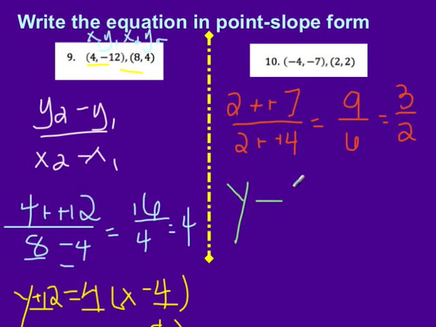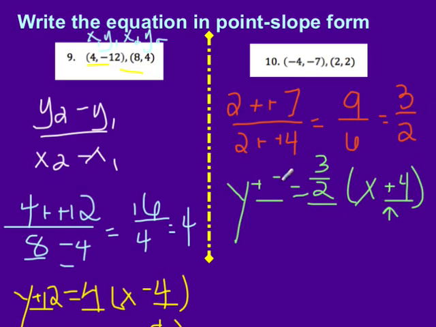So I'm going to set up my puzzle. And 3 halves goes into the slope part. Then in here, I'm going to put the opposite of my x-coordinate. Well, if we're using -4 and -7, the opposite of -4, I'm going to put in +4. Again, notice I'm putting that addition sign in there. Then opposite of the y-coordinate is going to be +7. That's using the first point.